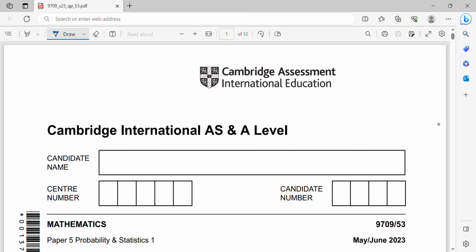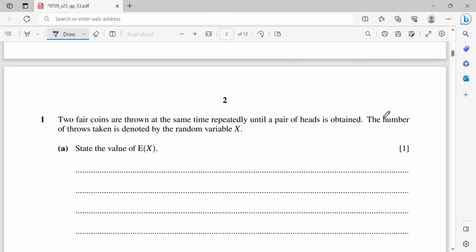This video is to discuss the Cambridge International AS and A-Level Mathematics Paper 5, which is Probability and Statistics 1 for May-June 2023, and the code is 9709/53. Okay, so let's move on to question number 1.